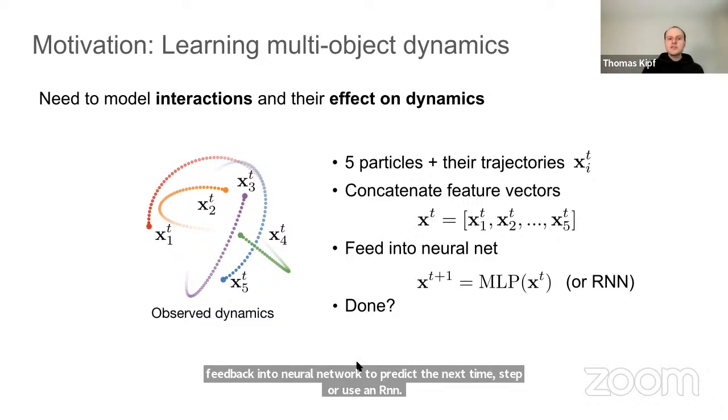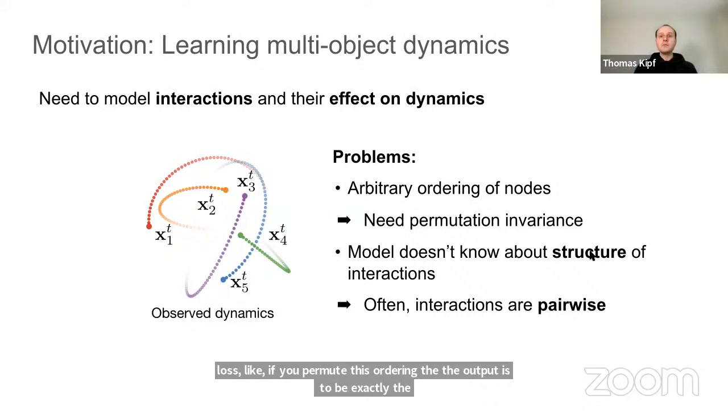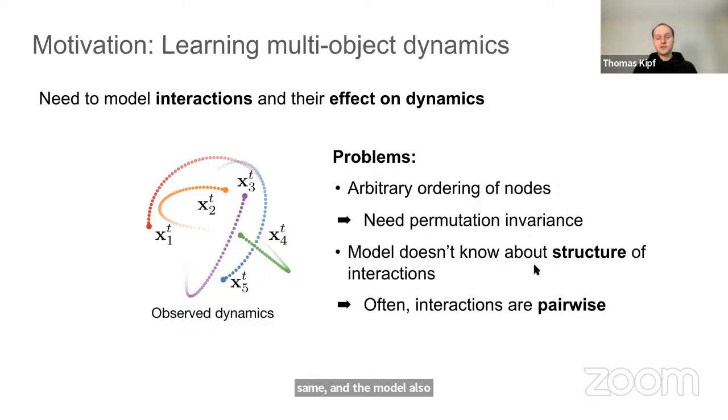And that works surprisingly okay. But there are many problems with this kind of approach. First of all, we did an arbitrary ordering of those nodes to achieve that, whereas the physical system is invariant under permutation of the physical laws. If you permute this ordering, the output will still be exactly the same. The model also doesn't know about the structure of these interactions. If there are pairwise interactions, this concatenation doesn't really take that into account. And in most physical systems, interactions are pairwise, as a very good approximation at least.